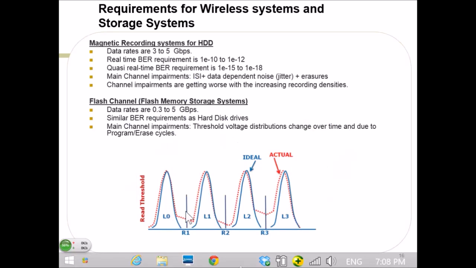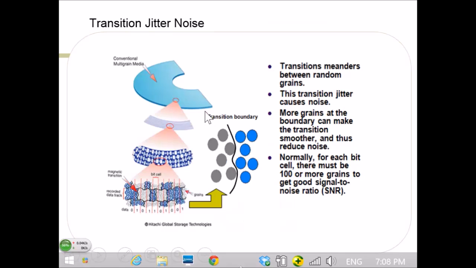I don't think I have slides on that one, but I have some slides on the transition jitter, for how that happens in the HDD. Usually when you write on a plate of magnetic recording, there are these pockets of grains, and you need at least 100 or more to record a magnetization as 1 or 0.